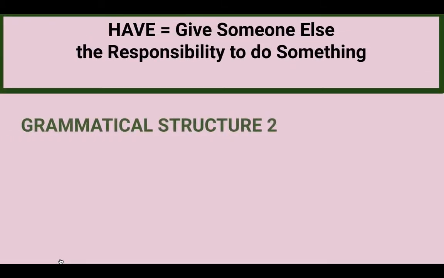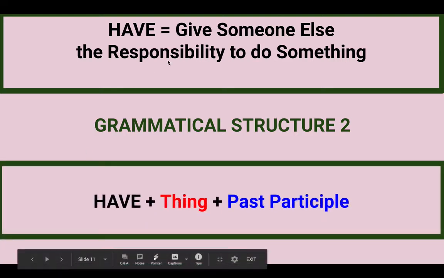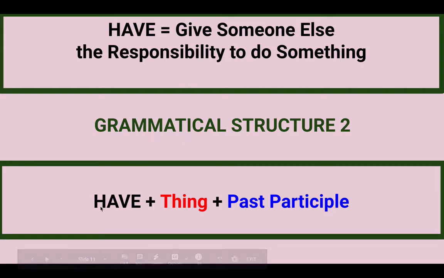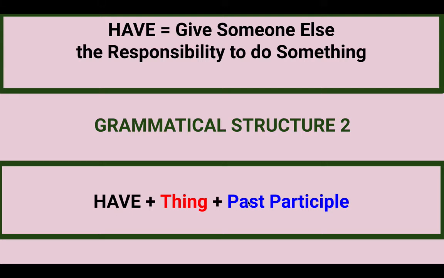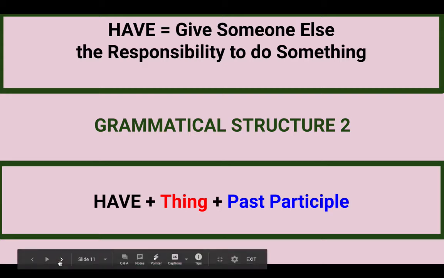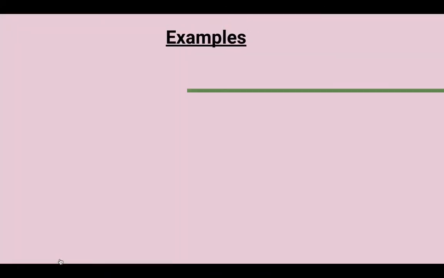Now we're going to see the second grammatical structure with have. It's the same idea. You give someone else the responsibility to do something, but in this case, instead of have plus a person plus the base form, we're going to use a different pattern, and that will be have plus a thing plus the past participle form of the verb. So this is different. And how is it different? Let's take a look.